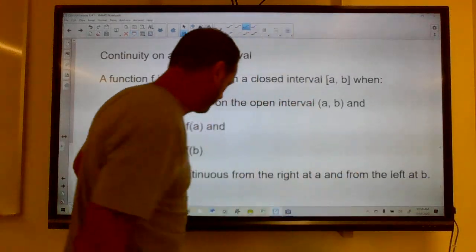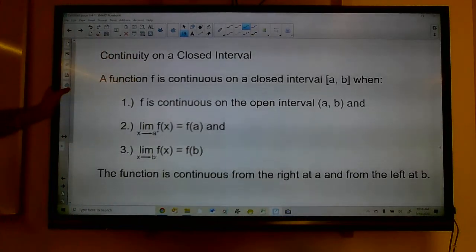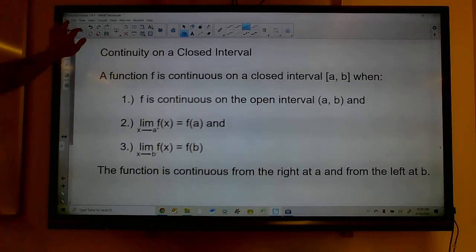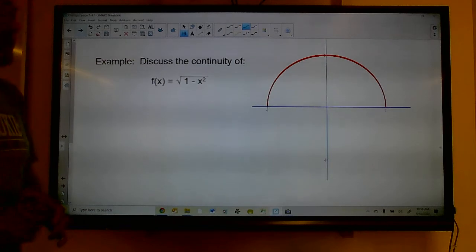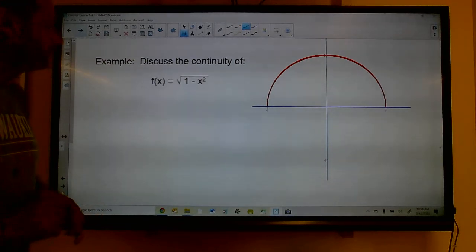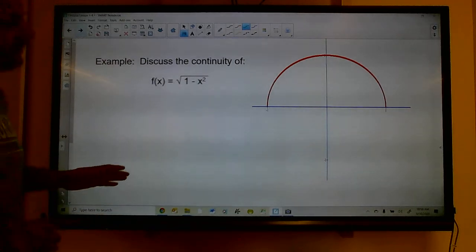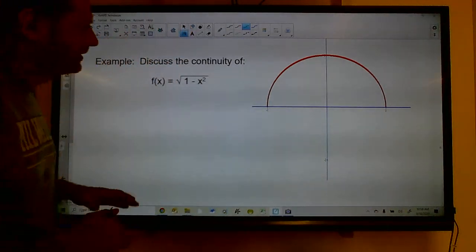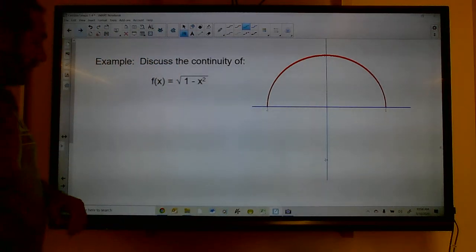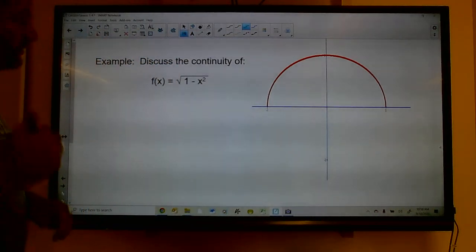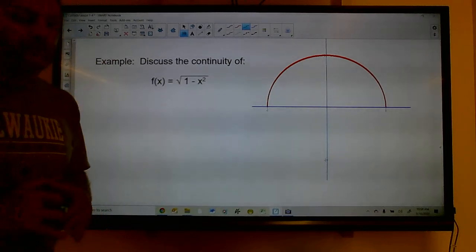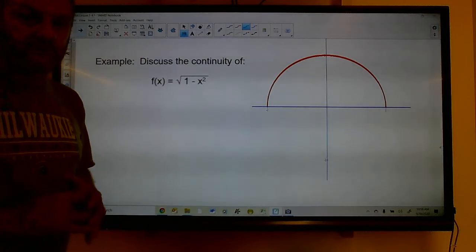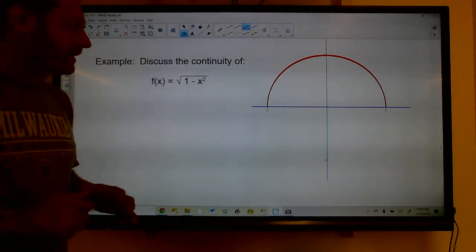Okay. The function is continuous from the right at a and the left at b. So let's talk about the continuity of this thing right here. This is a half circle, a semicircle. Looks a little weird because the graph is not perfectly scaled. But what kind of continuity does this have? Why don't you take a second, think about it, write down your own answer, and then we'll talk about it in a second.